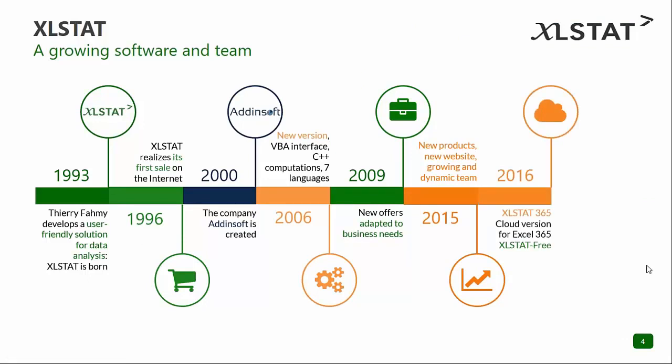In 2016, we had two new major releases. First, the cloud version of XLSTAT that works on Excel 365. So that works on the cloud, basically on the internet. And it now includes around 12 or 13 features. We also released last year the XLSTAT free edition, which is an edition that includes a limited number of features, but that you can use without having any specific XLSTAT license.